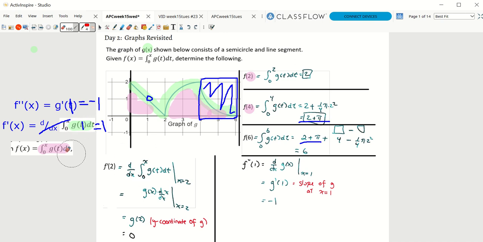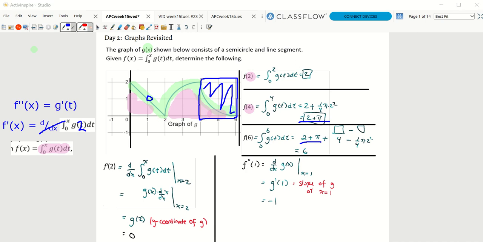So if it's asking for f single prime of 2, you can think of it as asking for g of 2 right here. And g of 2 is going to be a clean 0 here. When you plug x into the function g, it spits out a y value of 0.